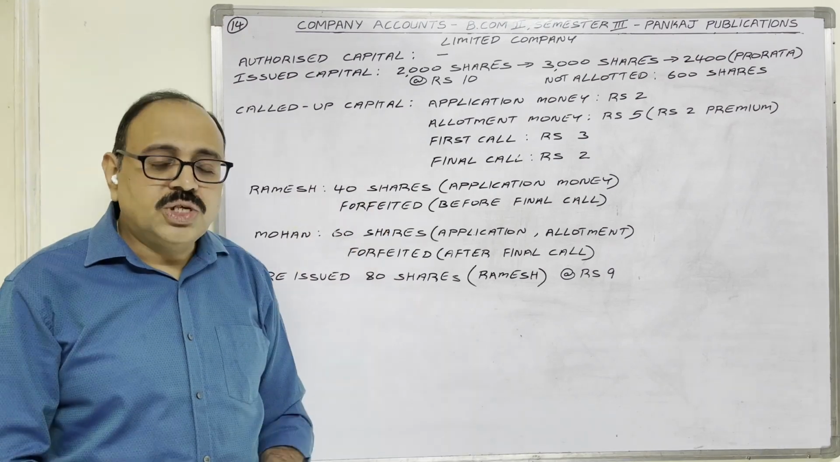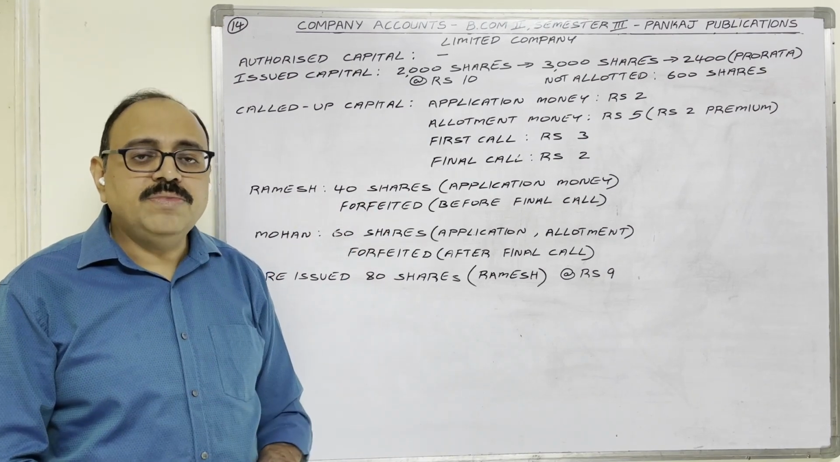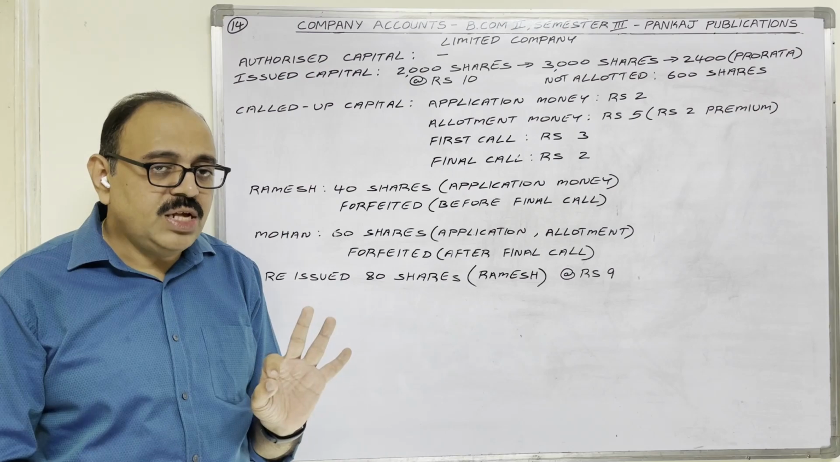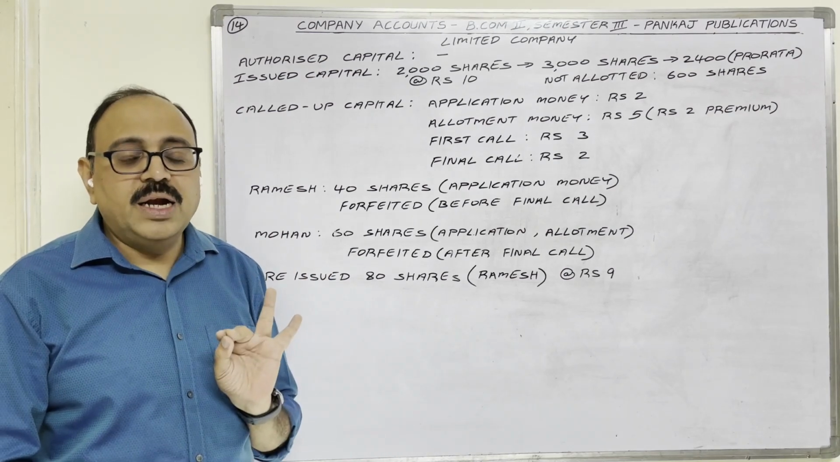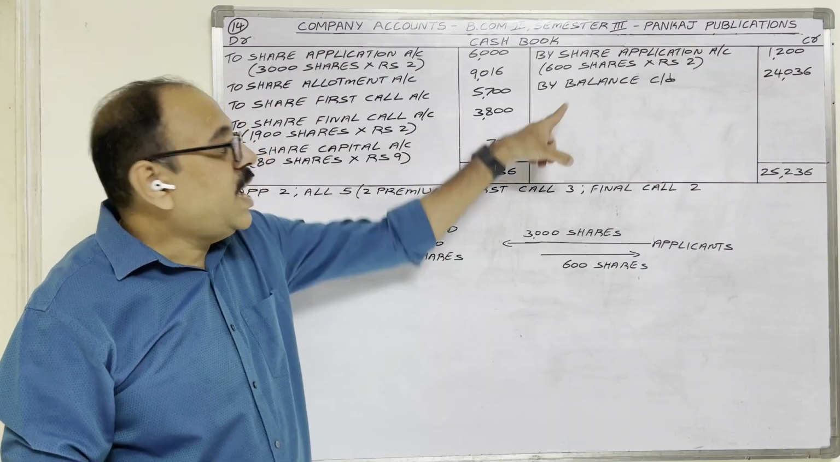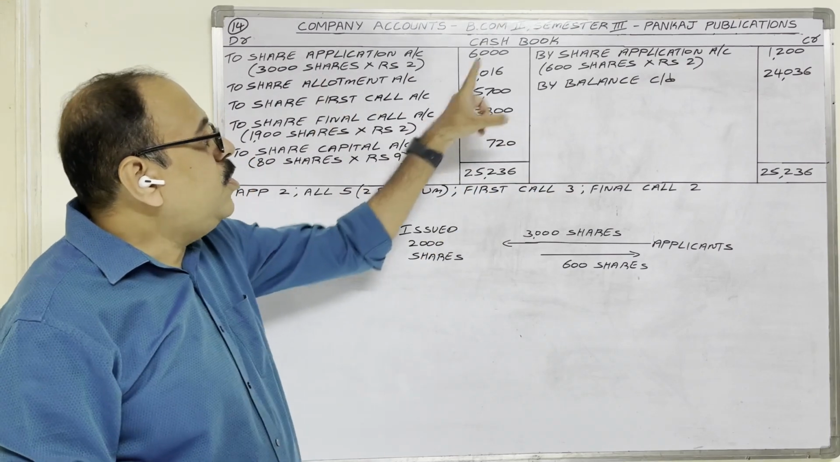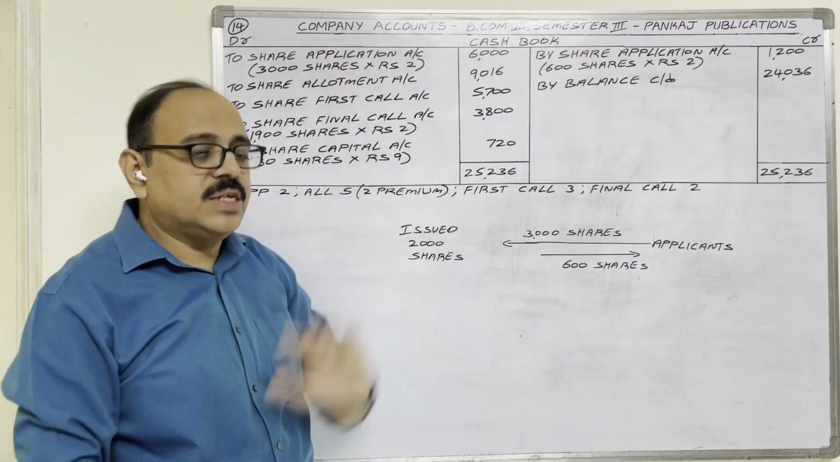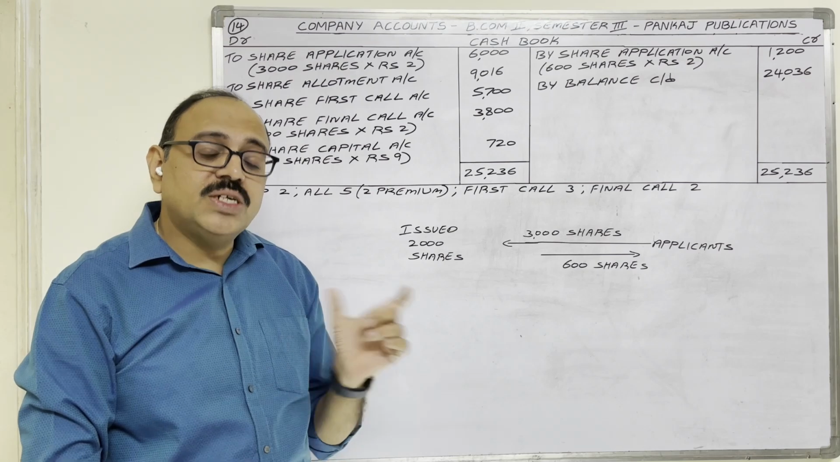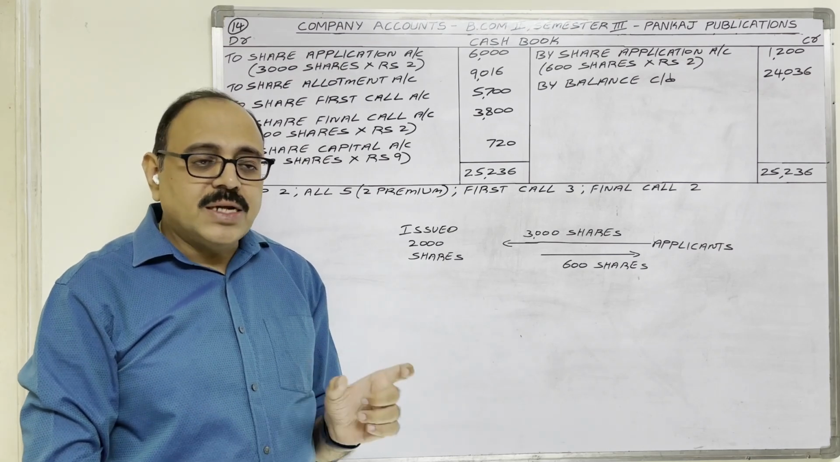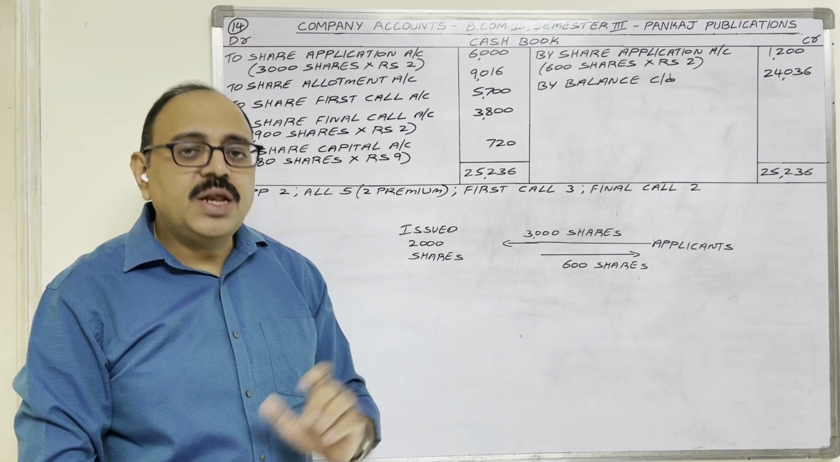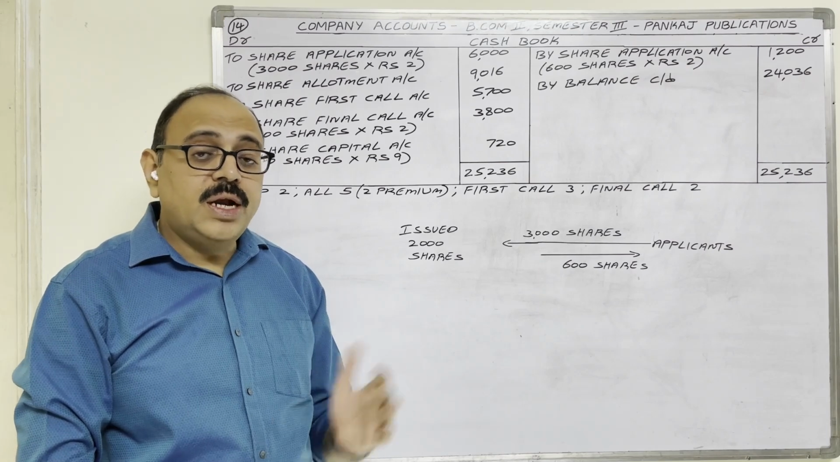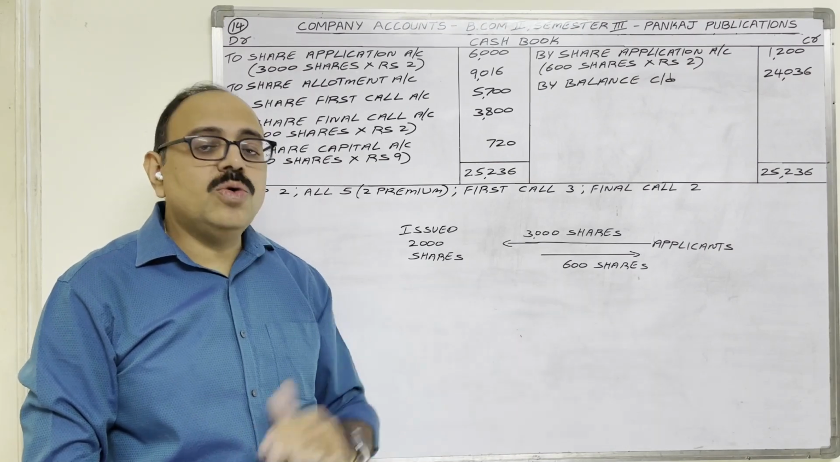This is the question. So what is it asking us to prepare here? Cash book, journal entries and a balance sheet. Let us see the cash book first. This is the cash book. Particulars, amount, debit side, credit side. In the cash book, we write cash transactions. So cash is an asset and comes under real account. Real account rule: debit what comes in, credit what goes out.